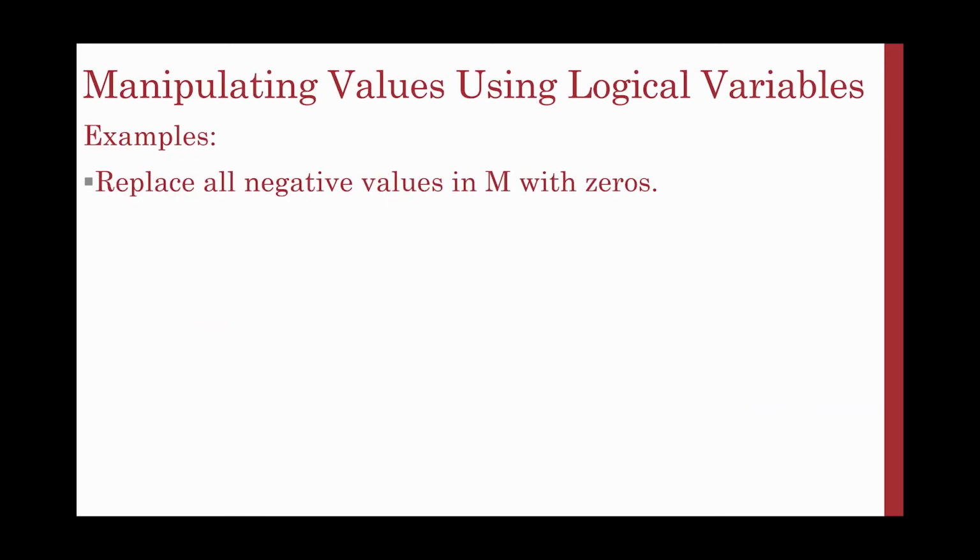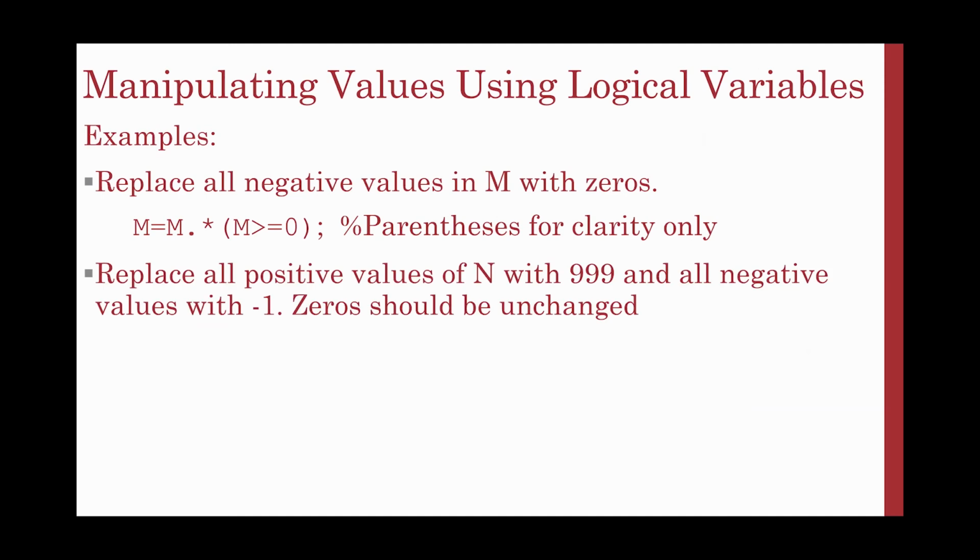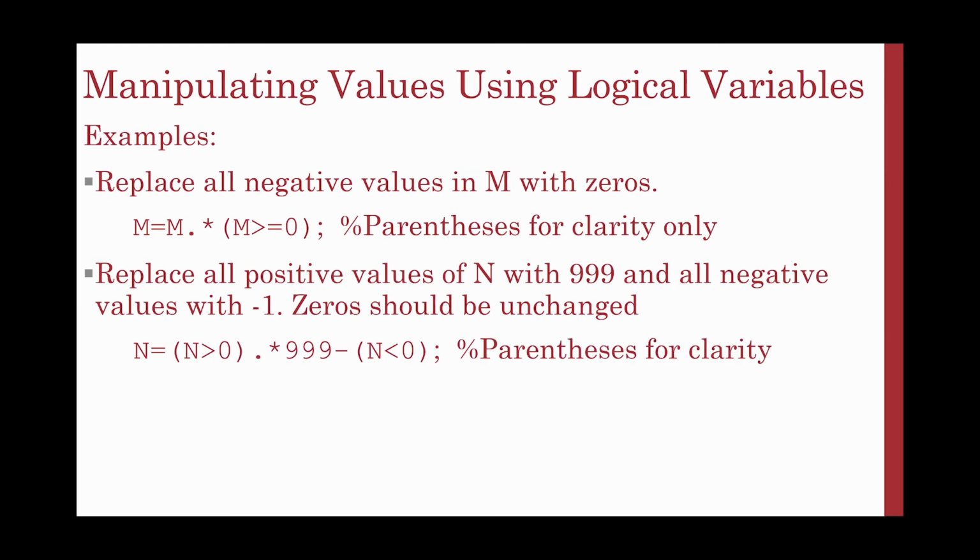So how can we manipulate these values using logical variables? If we were going to replace all the negative values in m with zeros, I can say m equals m times (m greater than 0). The parentheses are only for clarity. I want to replace all positive values of n with 999 and all negative values with -1. 0 should be unchanged, so what I can do is say n greater than or equal to 0 times 999 minus (n less than 0).